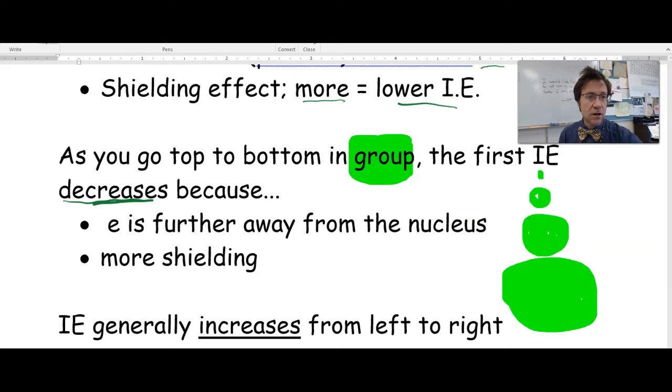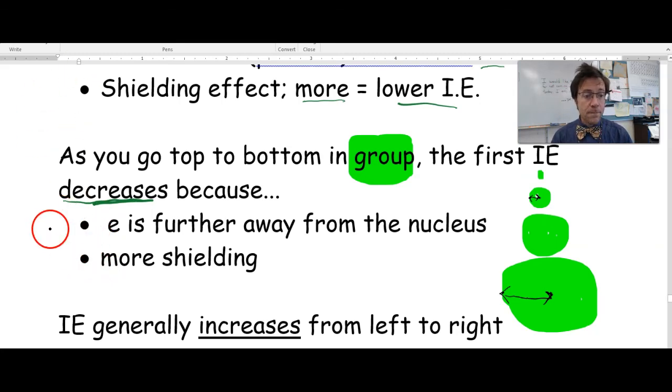Well, down here, the electrons are going to be this far away, and with this one up here, the electrons are going to be that far away. So who's going to have the more proton pull? Well, you little stinker. Right? Yeah. So that means as you go top to bottom, in other words, every time you take a step down, the first ionization energy decreases.